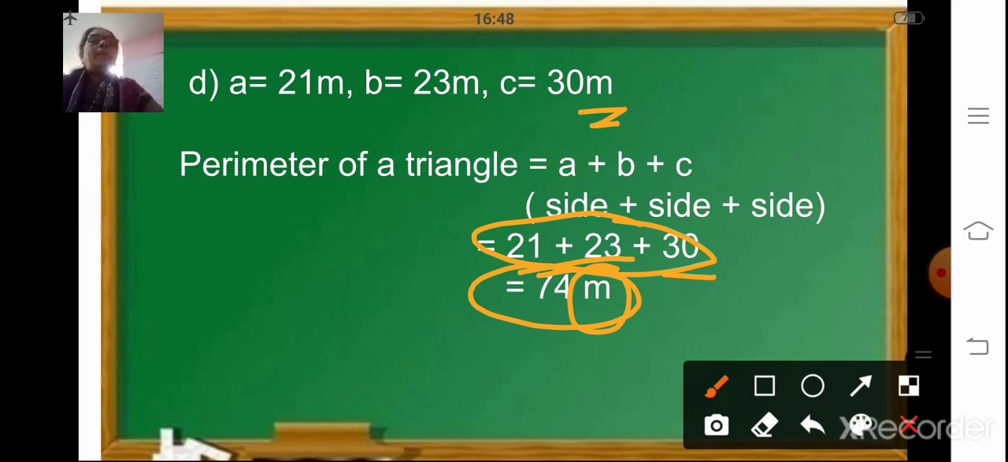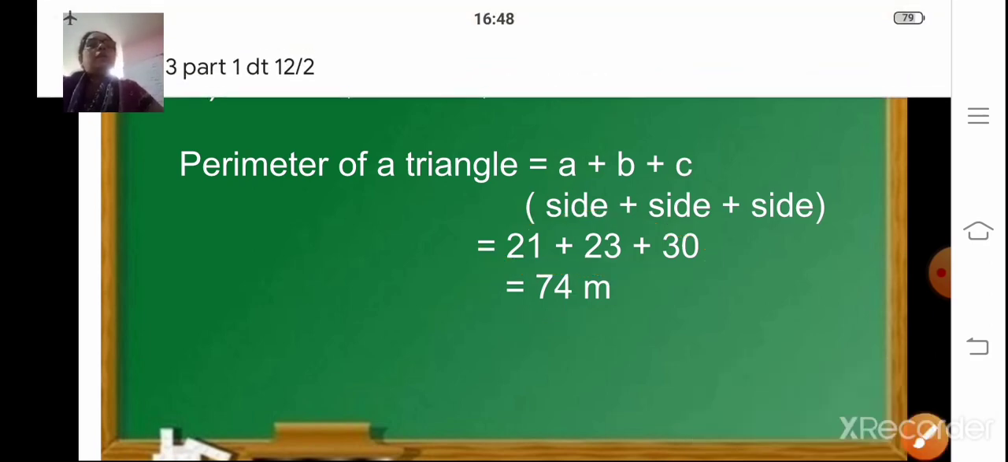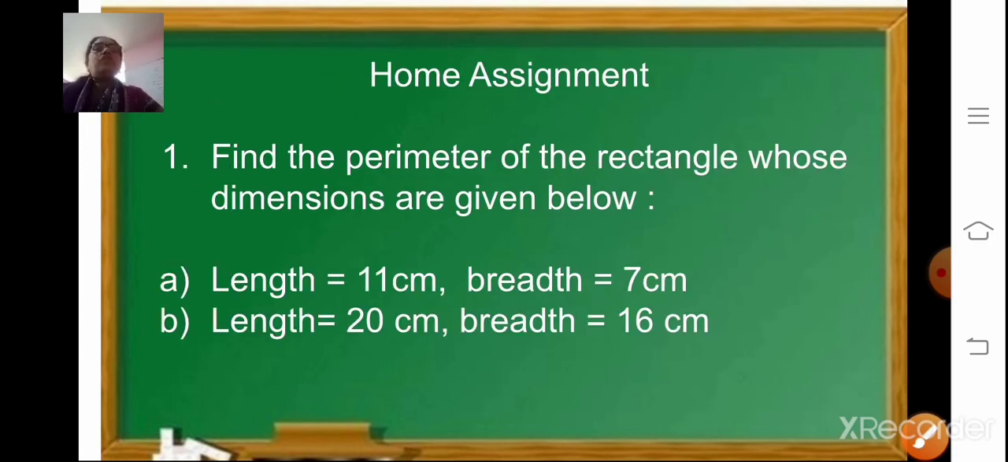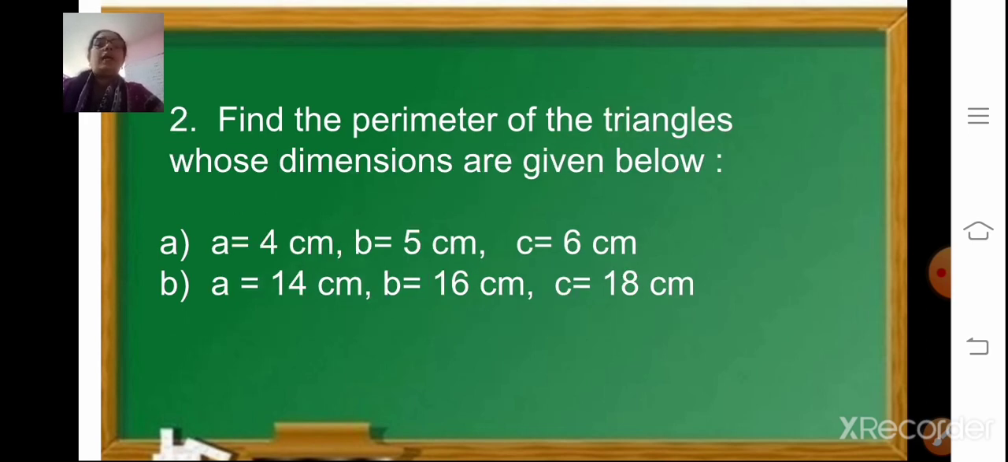Okay. Now based on this, there are home assignment sums where you have to find the perimeter of a rectangle, two sums which you have to do in your homework part, and also to find the perimeter of a triangle whose sides are given.